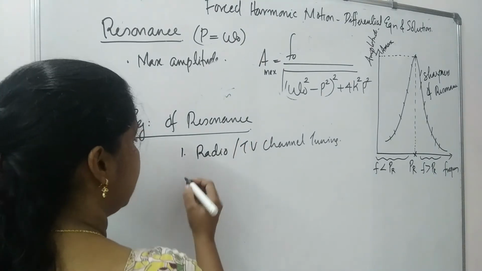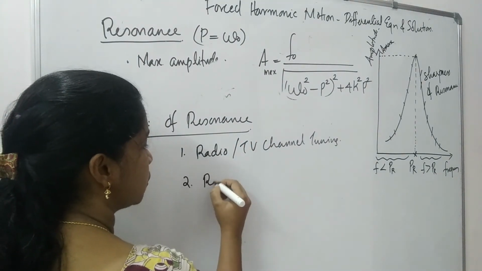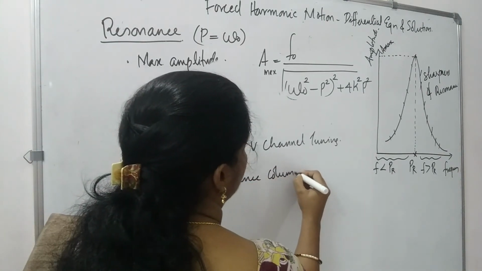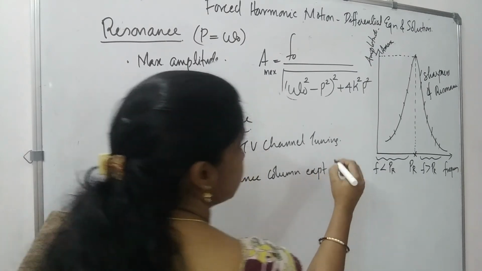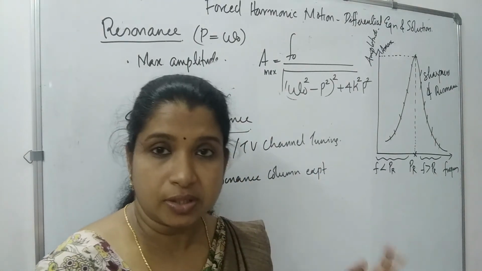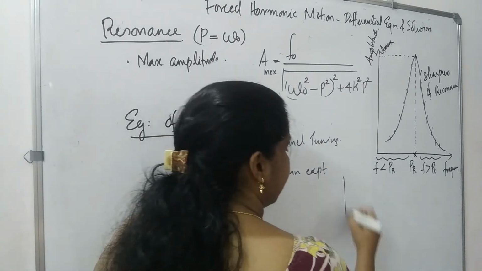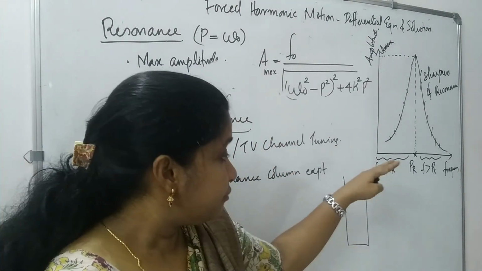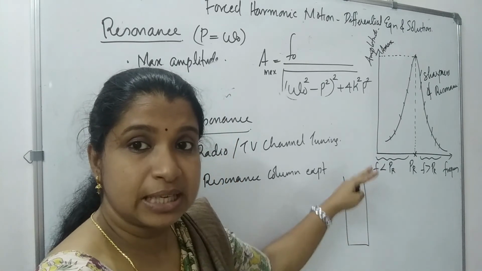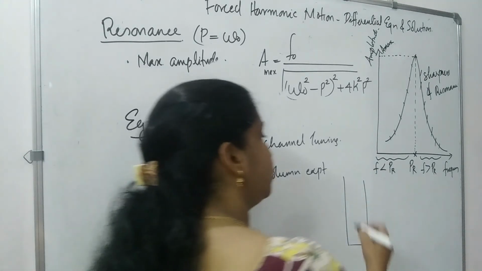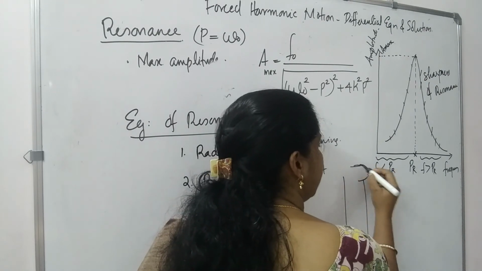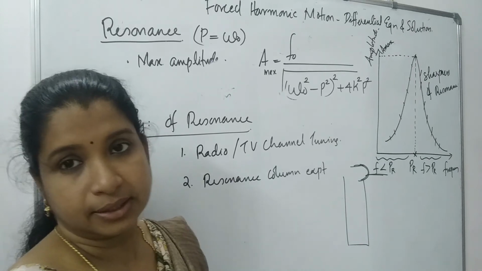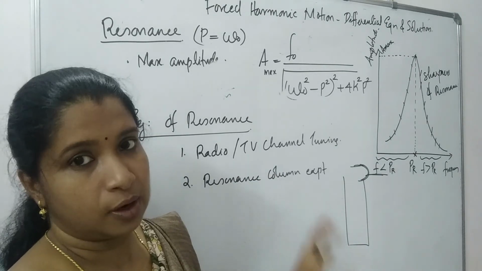Then the second one is the resonance column experiment. In the resonance column experiment, a liquid column is there. This liquid column vibrates, and when the frequency of vibration of this liquid column becomes equal to the frequency of vibration of the tuning fork placed, good quality sound can be heard. That is the resonance column experiment.